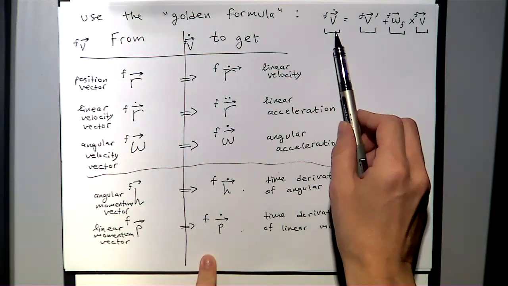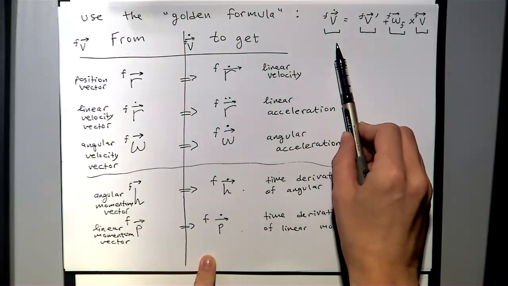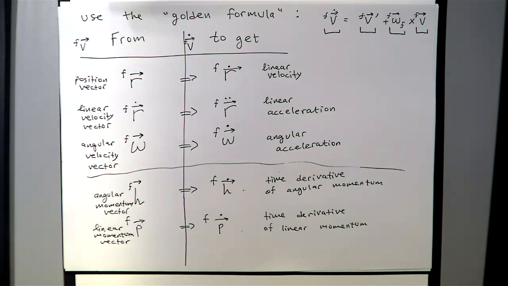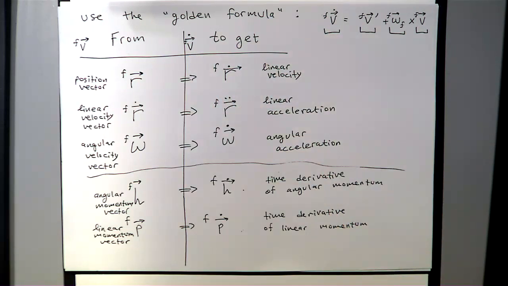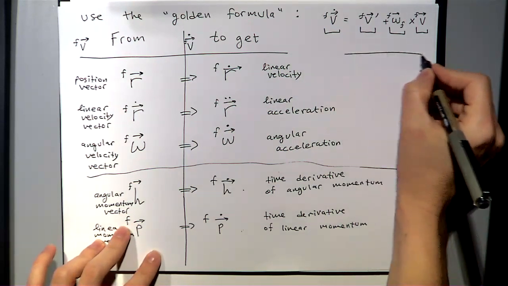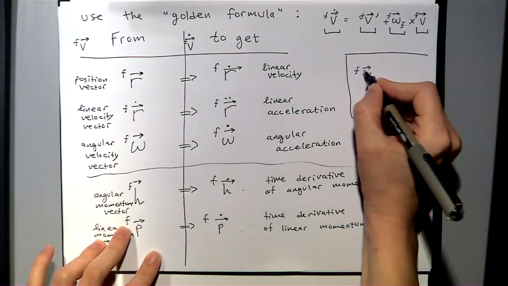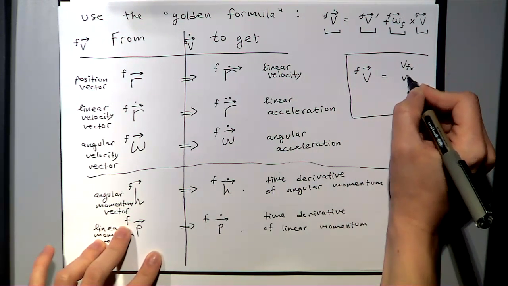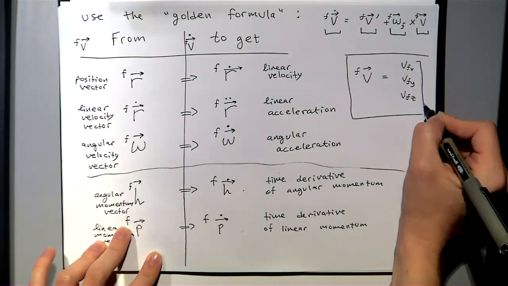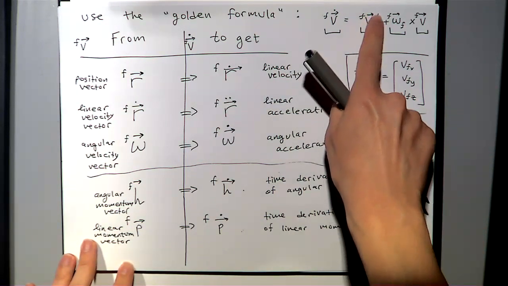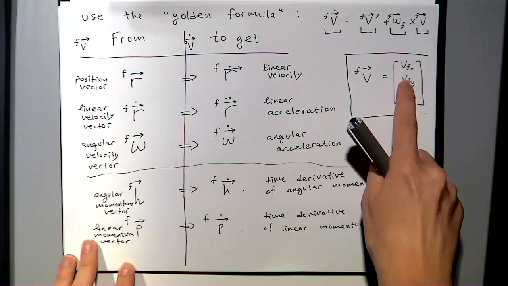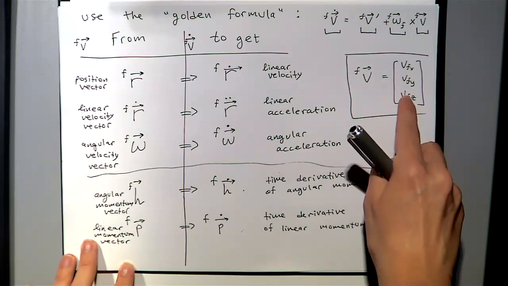So first of all, I'll start by saying that all this column, when we obtain it from the golden formula, we are obtaining what I call the true derivative. And this takes into account both the change of the elements of the vector V when it is expressed in frame F. So let's say if my V in F is Vfx, Vfy, Vfz, these components could be functions of time.